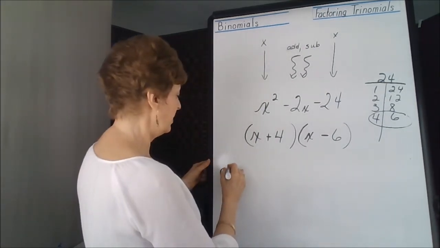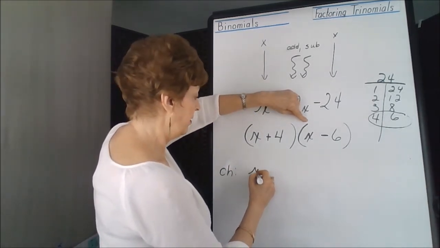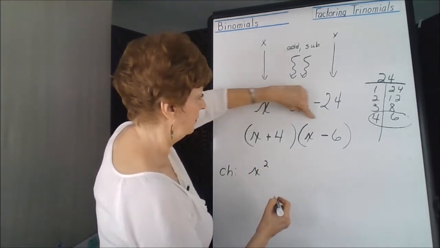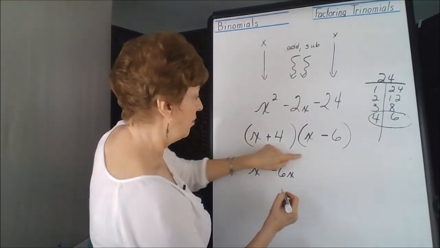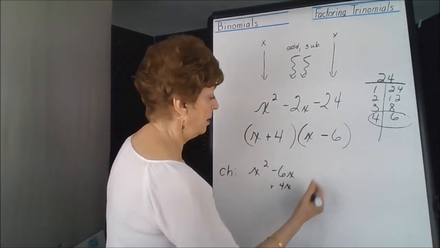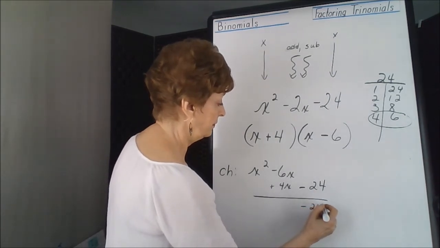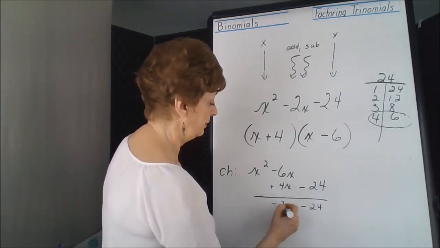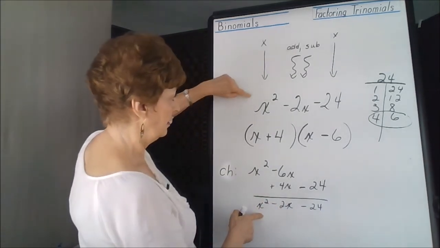So the check on this: x squared minus 6x, plus 4x, minus 24. It matches.